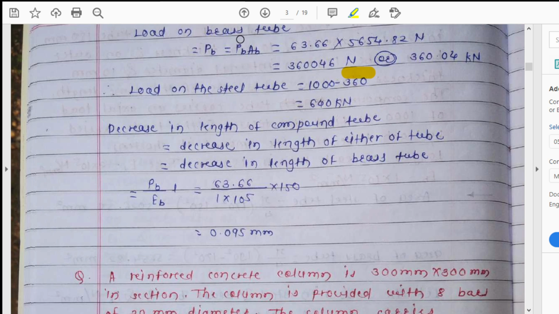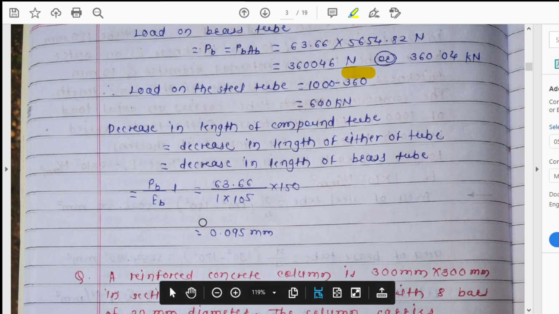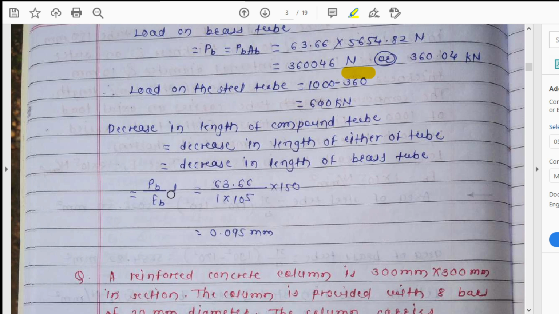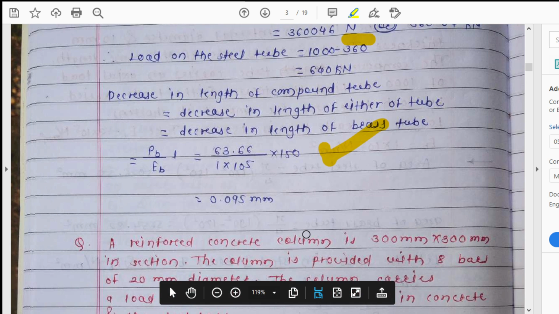Why have I calculated the brass tube load first? Because the brass tube is at the outer edge and the steel tube is at the inner edge. Okay, so the decrease in length of the compound tube will be the decrease in length of either of the tubes, either brass or steel. Whatever decrease there is, in which will it occur? The decrease will occur in the whole tube. So that decrease is calculated by PB upon EB into L. This is also the usual formula from those equations. We'll get 0.095 mm of decrease.